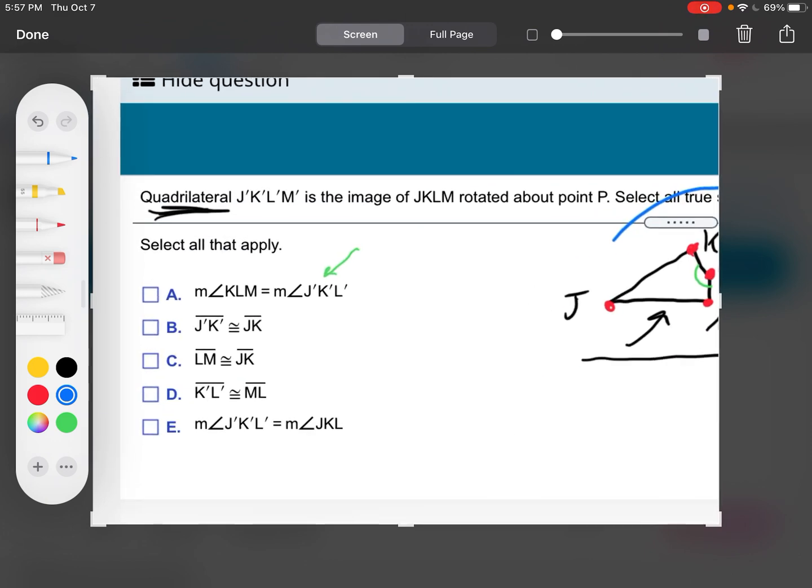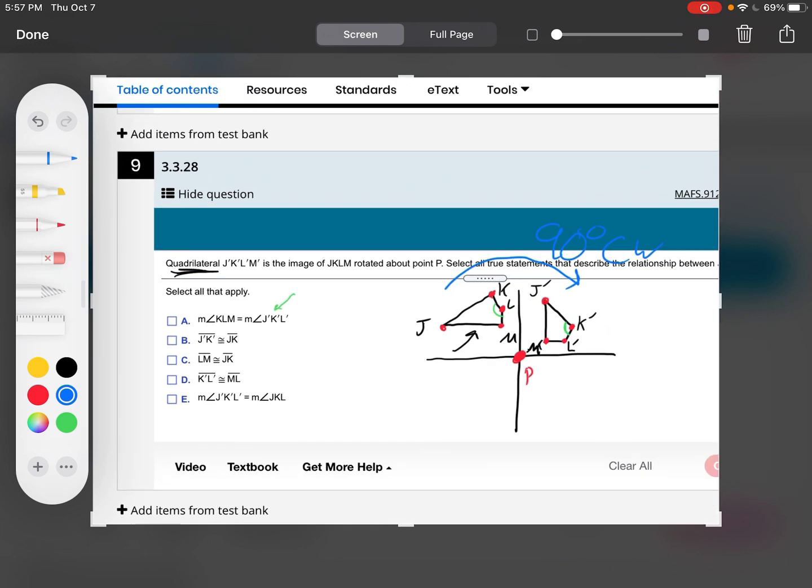Claim B is that J prime, K prime should be congruent to JK. J prime, K prime, which is this line segment here with the green dash, is congruent to JK. That is true, and that's because those parts actually correspond in the pre-image and the image. And so we know that a rotation is a type of rigid motion where all the angles and all the side lengths stay the same. So this one is true.